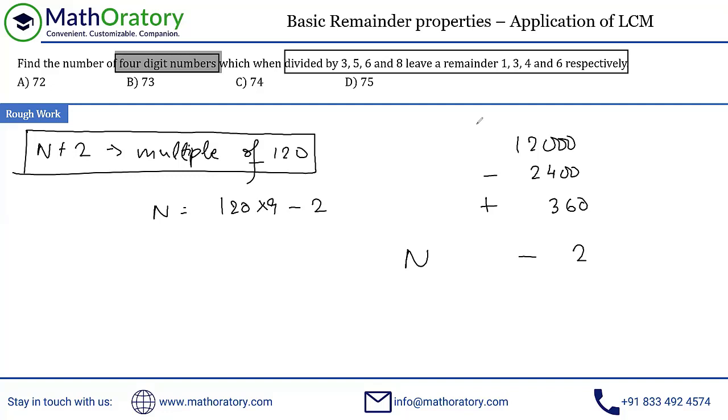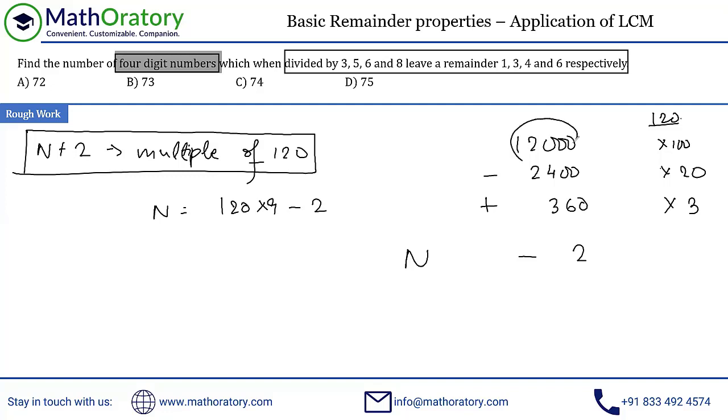Again, use the multiples of 120 that you know of. This is 120 into 100. This is 120 into 20. This is 120 into 3. And this is minus, to leave it as that. So just focus on this part.